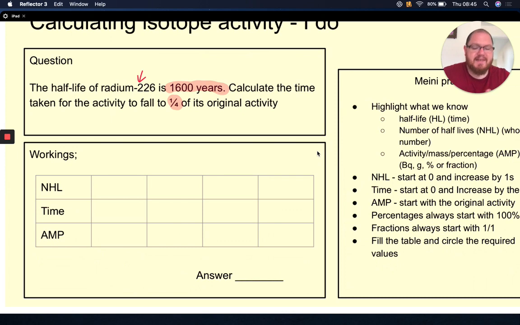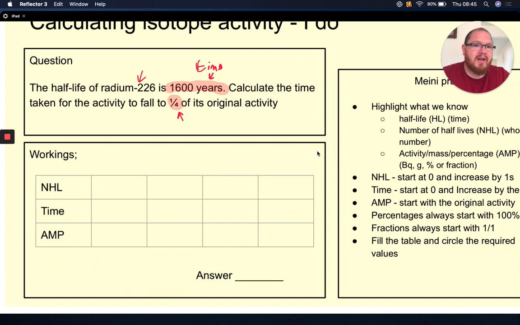All we're interested in is the time. So this is the time by here, and this is your AMP, really. This is your activity, mass or percentage. Instead of a percentage, we're using a ratio here, and it's a quarter. I want to see how long it takes Mr. Timothy to get to a quarter of his mass.